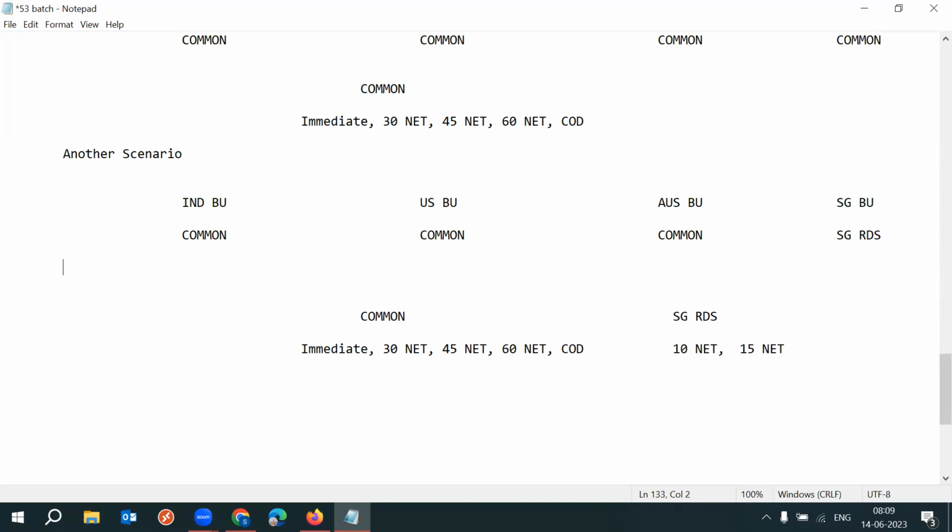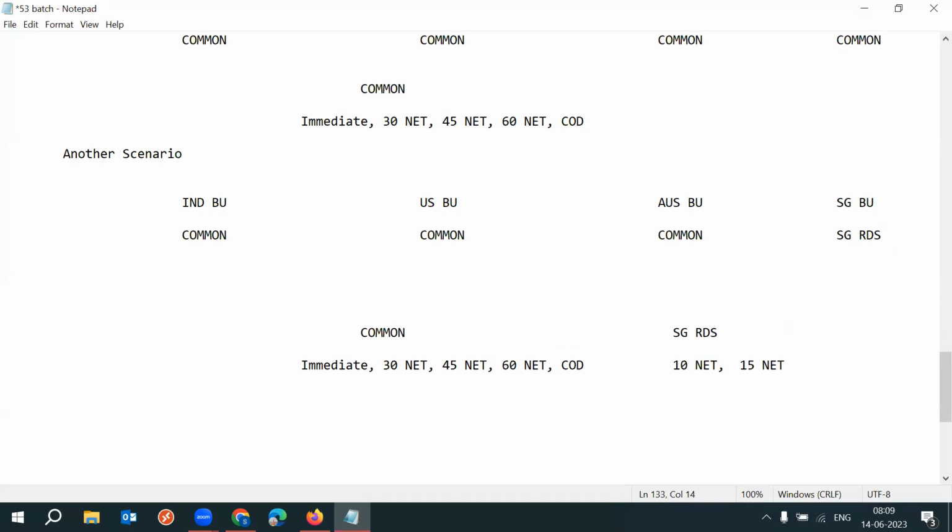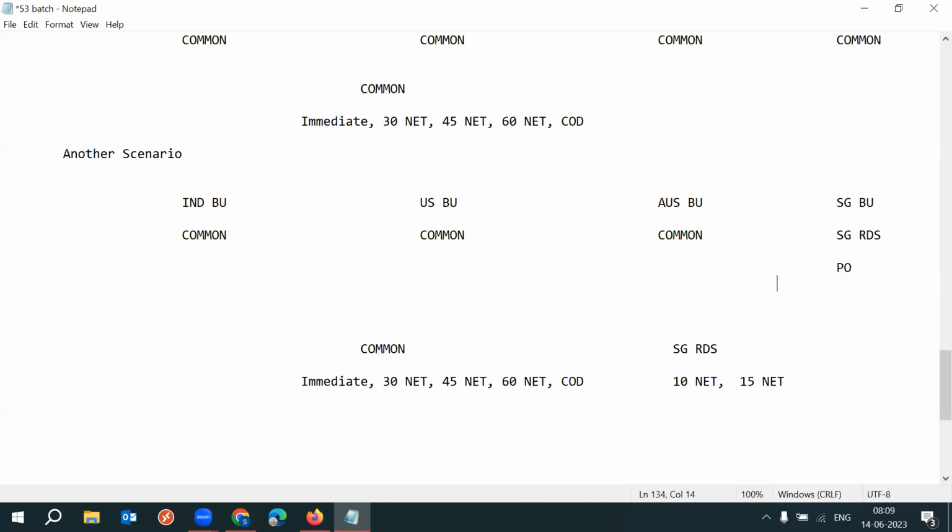Suppose I'm creating a purchase order in Singapore BU. I can select how many payment terms in my PO? As per this, I changed the configuration now since you are confused. How many? 2: 10 net, 15 net. Based on my discussion, the supplier has given me 15 days time, so in that PO I will mention 15 net. But the reference sets are 2 only.